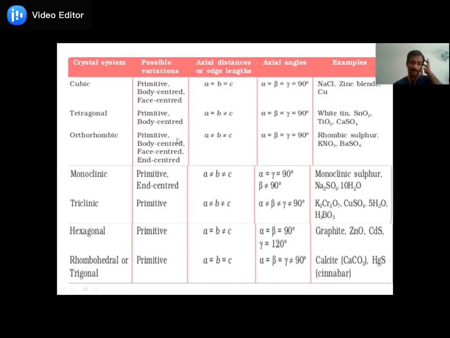Matchbox. You are familiar with the matchbox. If you analyze the edge lengths, you can see A not equal to B, not equal to C, but alpha, beta, gamma equal to 90 degrees. So orthorhombic unit cells resemble a matchbox.